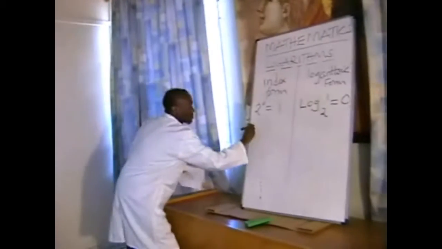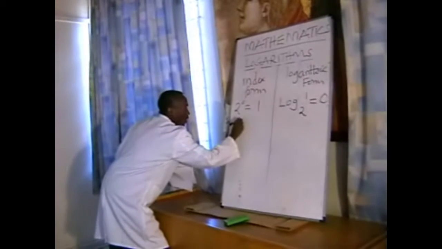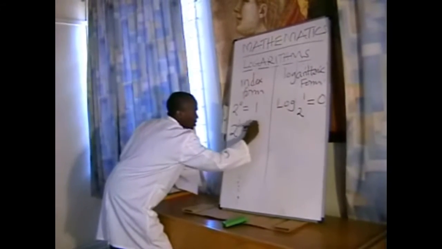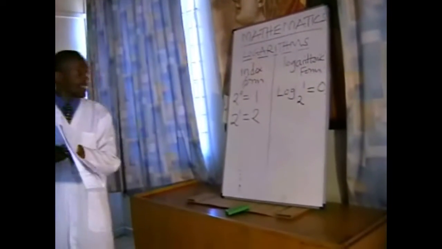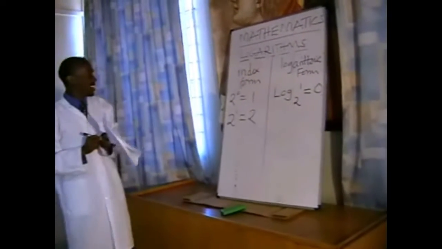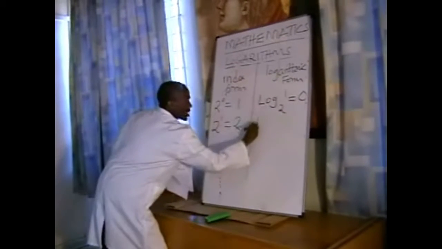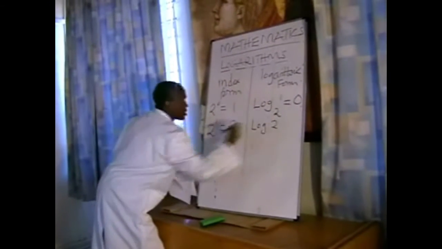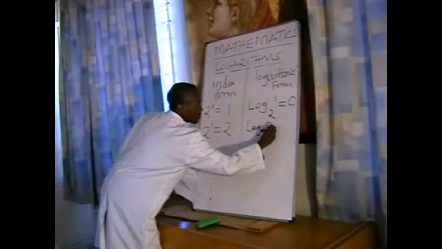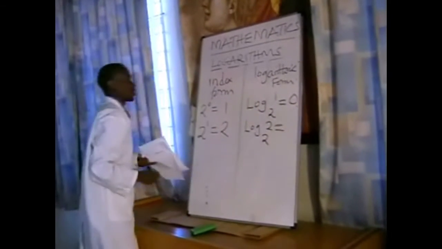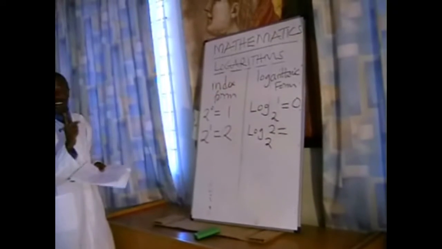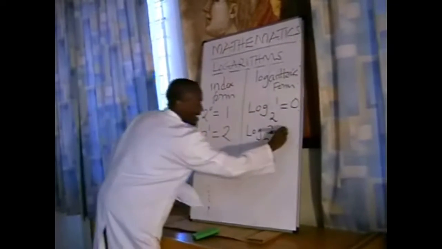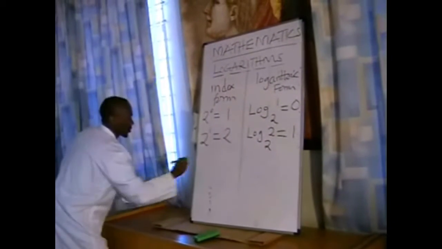Good. Let me do another one for you. 2 to power 1 is equal to 2. Now I think, Mariam, can you try expressing that in logarithmic form? The logarithm of 2 to base 2 is 1. Remember the power always is the log. You can see you're following.